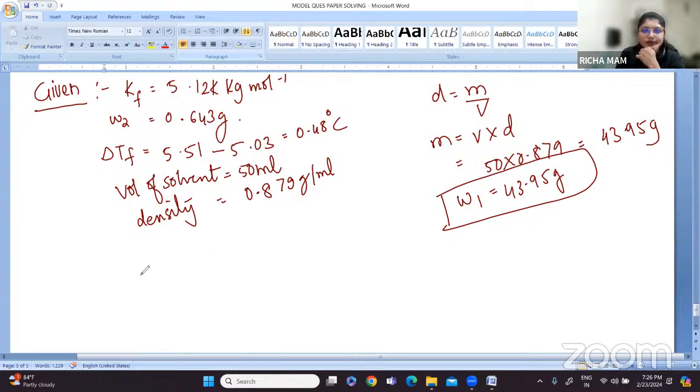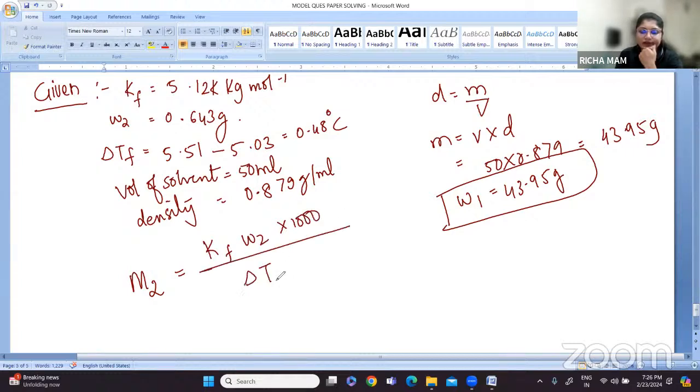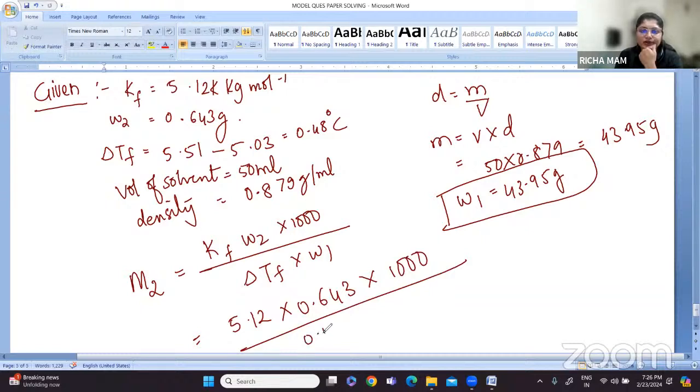Yes? Okay. Now we have the formula to find the molecular weight of the solute. M2 is equal to Kf into W2 into 1000 divided by delta TF into W1. So add the factors. Kf is 5.12 into W2 is 0.643 into 1000 divided by delta TF is 0.48 into W1, which is 43.95. Yes. See what answer you're getting? Solve it and see.